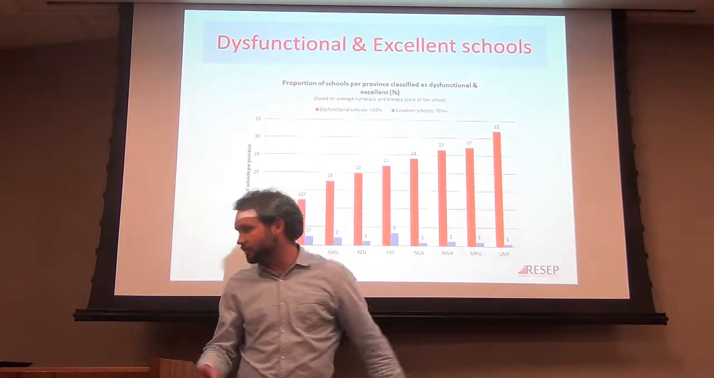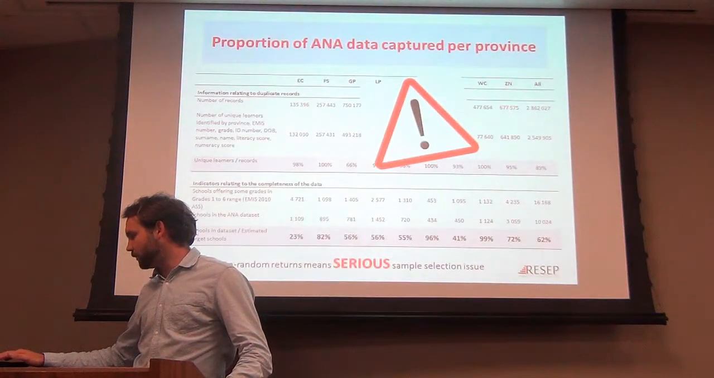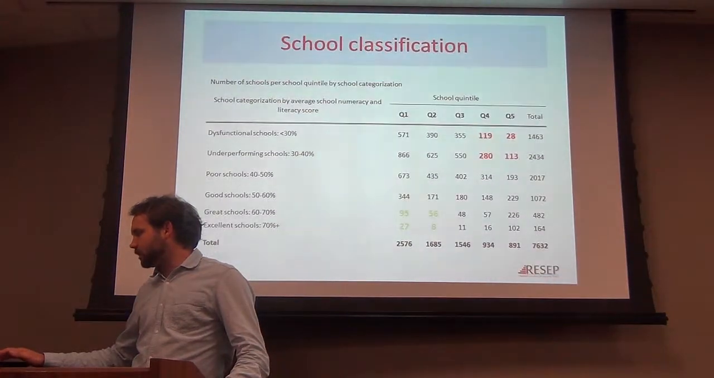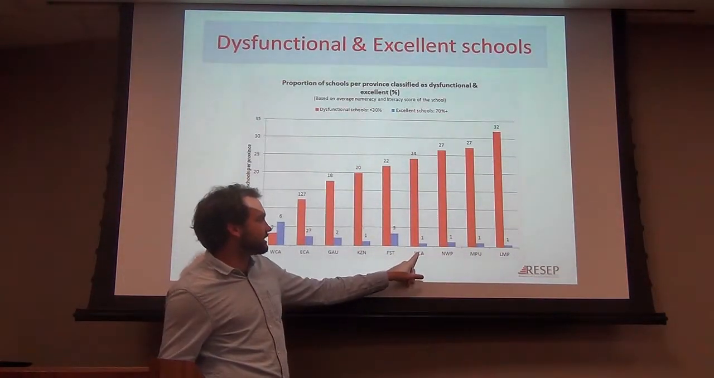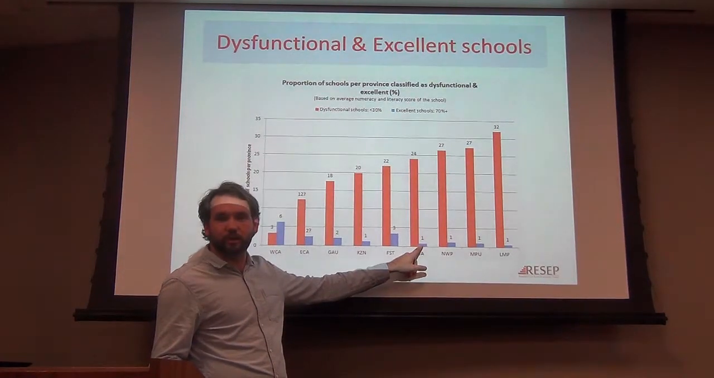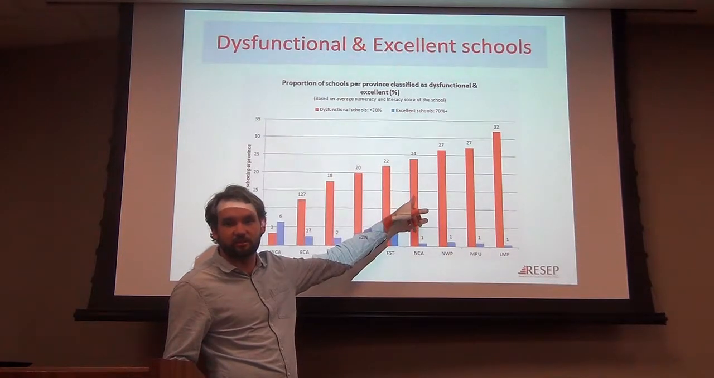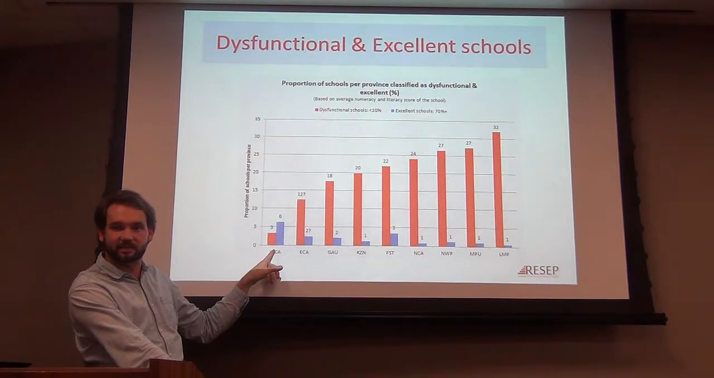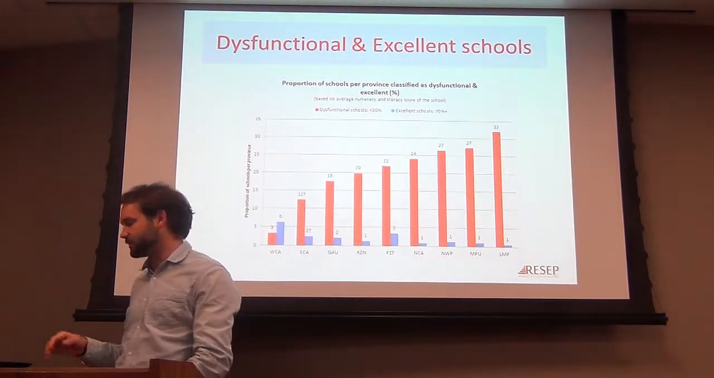Limpopo actually did have a high degree of data that was captured, let's just check. Limpopo, no, 56%. There was one other: Northern Cape. Northern Cape is something we can look at. You can see in the Northern Cape, where almost all the data was captured, only 1% of schools were classified as excellent, but 24% were classified as dysfunctional. In stark contrast, only 3% of schools in the Western Cape were classified as dysfunctional, and 6% as excellent.